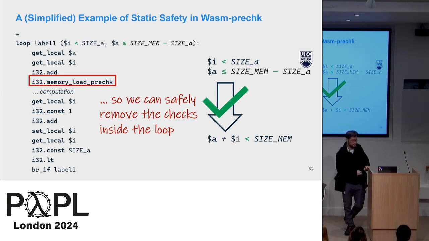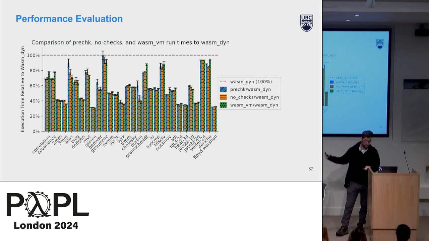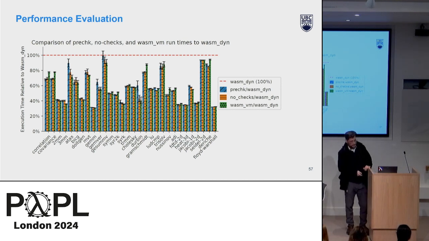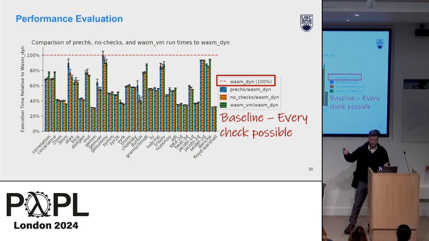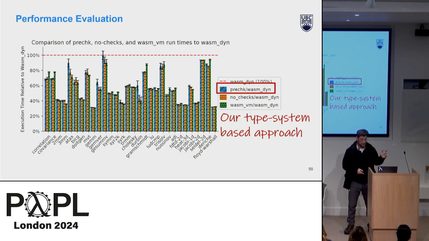And this might be a simple thing, but it's actually quite powerful. In our benchmarks, this is a complicated graph, but lower is better. And look how low things go, yay. So the baseline we're comparing to is a version of Wasm where we just do every dynamic check in the expensive way. That's the red dashed line at the top, and everything else is relative to that. So this is our type system-based approach, and we see that in some cases we don't get very much speedup. In some cases we get a lot of speedup. Usually the longer running and more memory intensive benchmarks get more speedup.